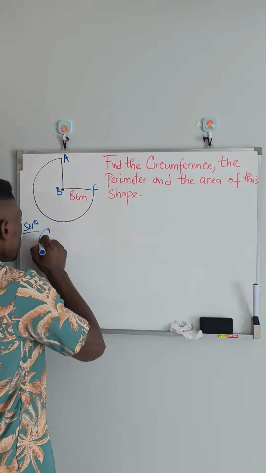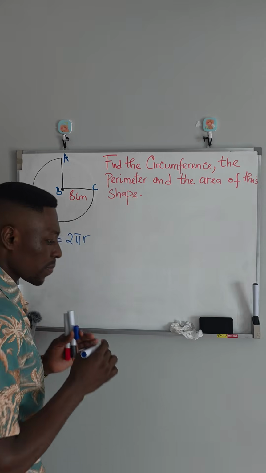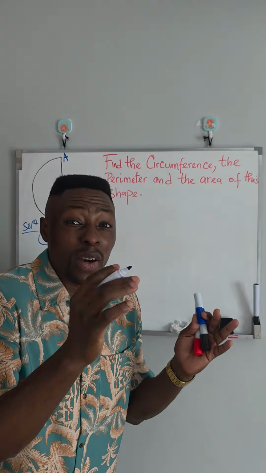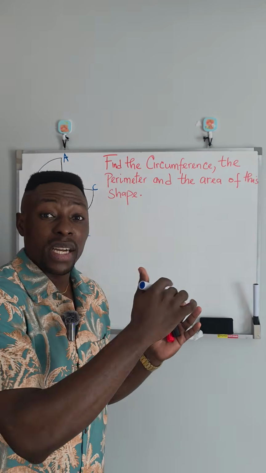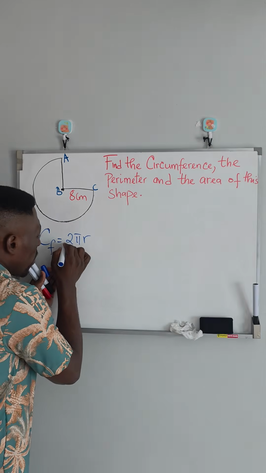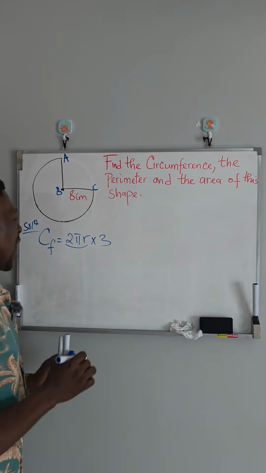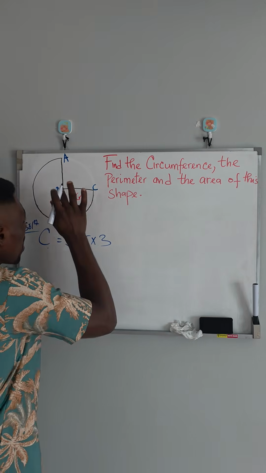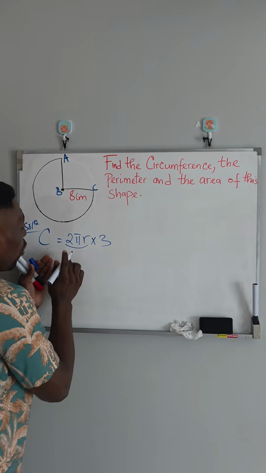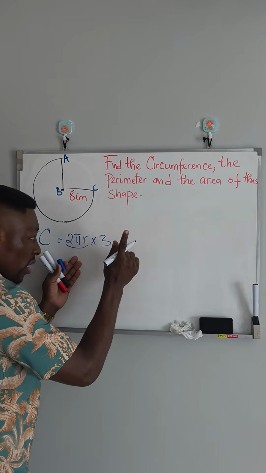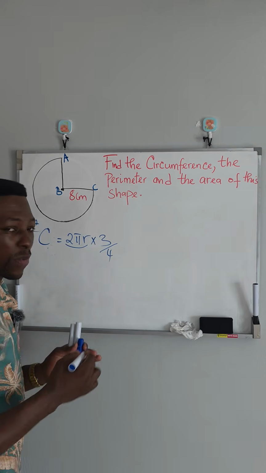Now, for a full circle, the circumference CF of a full circle is given by 2 pi radius. Suppose we have 3 identical full circles and you're asked to calculate the total circumference of all the 3 identical circles. It will be the circumference of one of the circles times the 3 circles. All right, but now we are having 3/4 of a circle. So the circumference of this shape will be the circumference of one circle times the number of circles, which in this case is 3/4. It's not even up to one full circle.